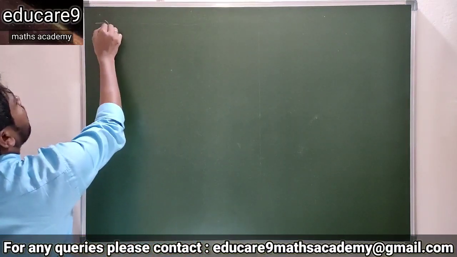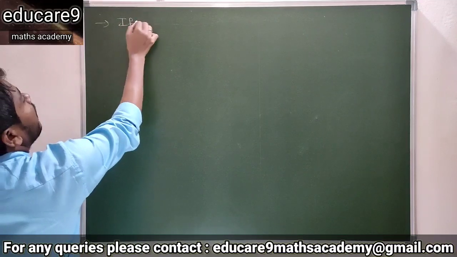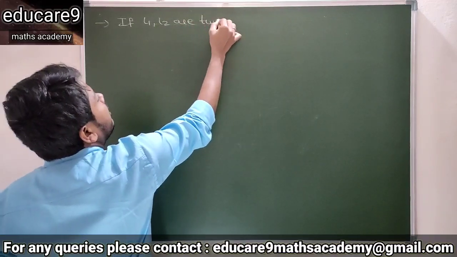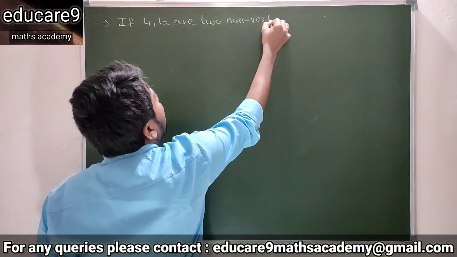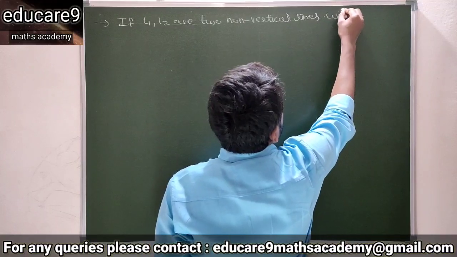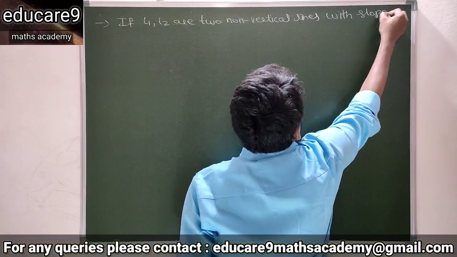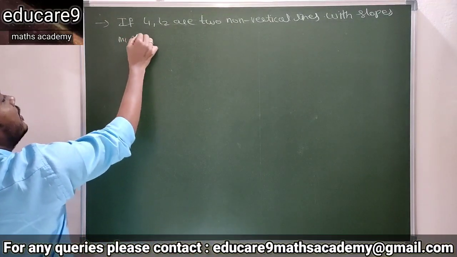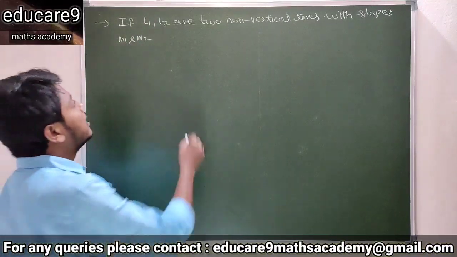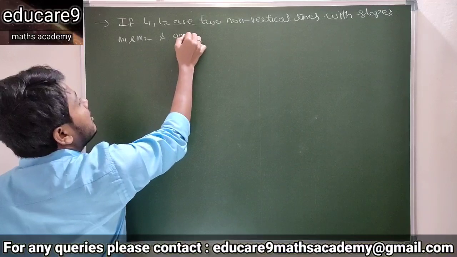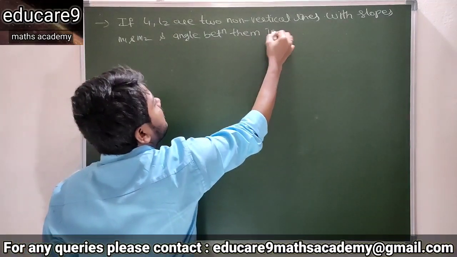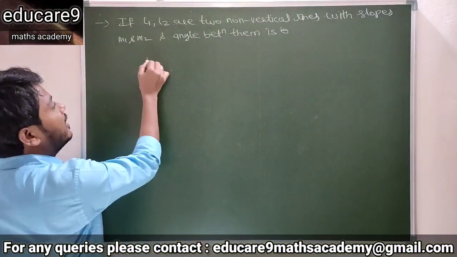Okay. So see here next one. If L1, L2 are two non-vertical lines with slopes M1 and M2, where M1 is the slope of the line L1 and M2 is the slope of the line L2, and the angle between them is theta. Okay.